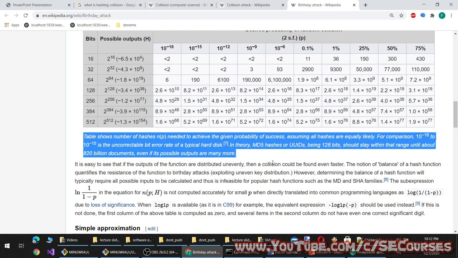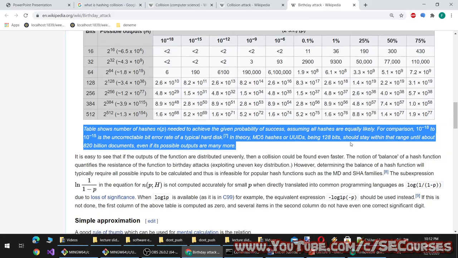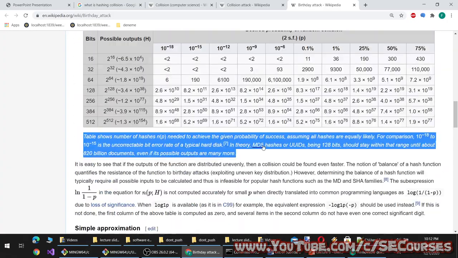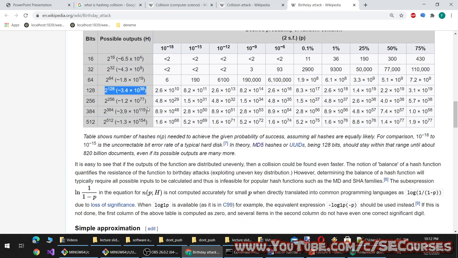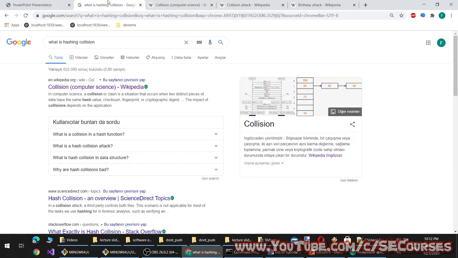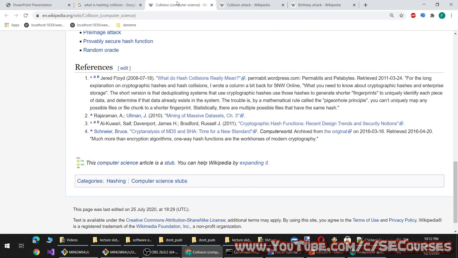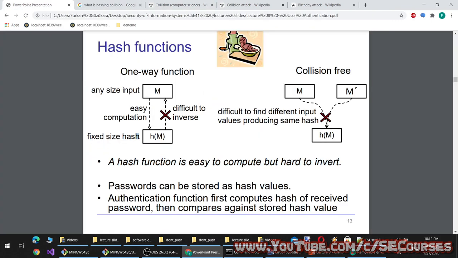Okay, so hashes can be used to index elements, or they can be used for security purposes as well. So it is about how many possible solutions there are. All right, okay, let's continue.